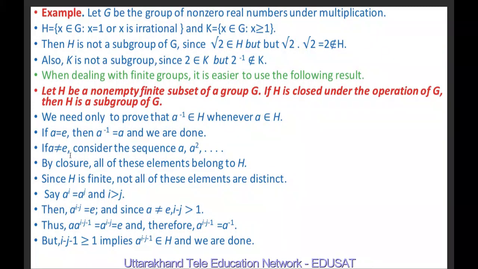If A is not equal to E, then consider the sequence A square, A cube, and so on. Because the closure axiom is satisfied, H is closed under the operation of G, therefore A belongs to H. A square, meaning A dot A, also belongs to H, A cube also belongs to H. So all these elements belong to H. Since H is finite, it is already given, it is a finite set, so not all of these elements are distinct. Say A^i equals A^j and i is greater than j.